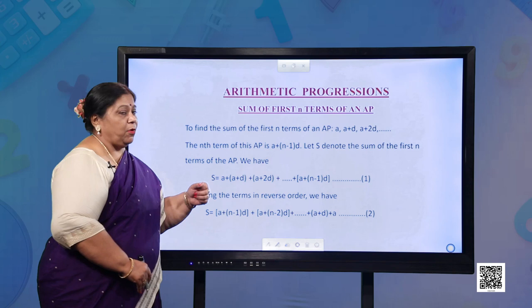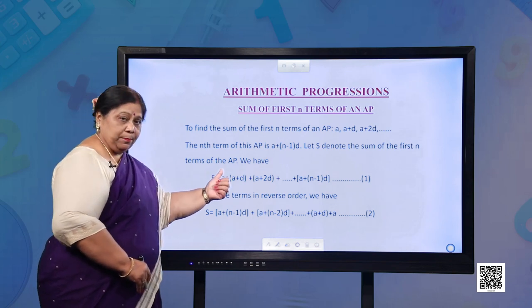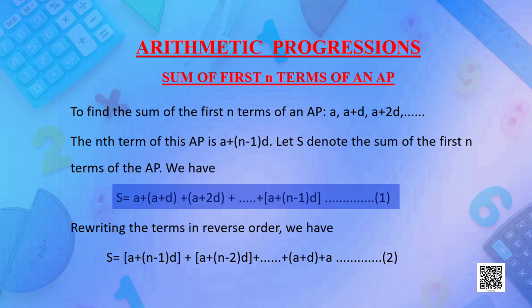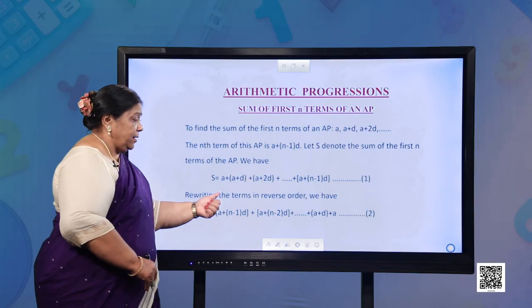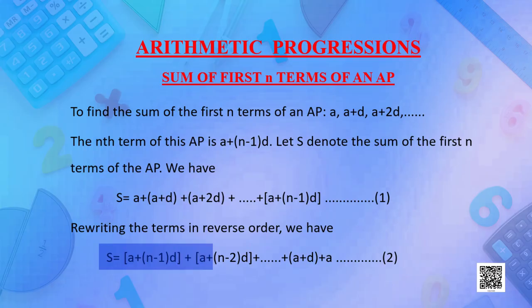Let S denote the sum of first n terms of the AP. We have S is equal to a plus a plus d plus a plus 2d plus so on plus a plus n minus 1 into d. Let us take this as equation 1. Rewriting the terms in reverse order, we have S is equal to a plus n minus 1 into d plus a plus n minus 2 into d plus so on plus a plus d plus a. Have you seen? We have written it in reverse order. Let us take this as equation number 2.